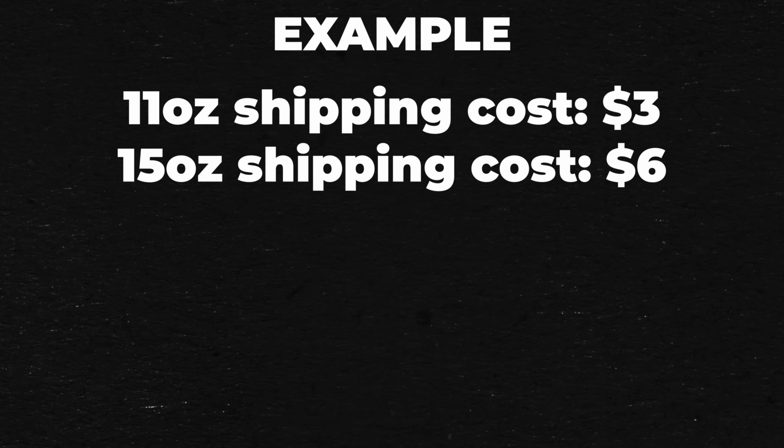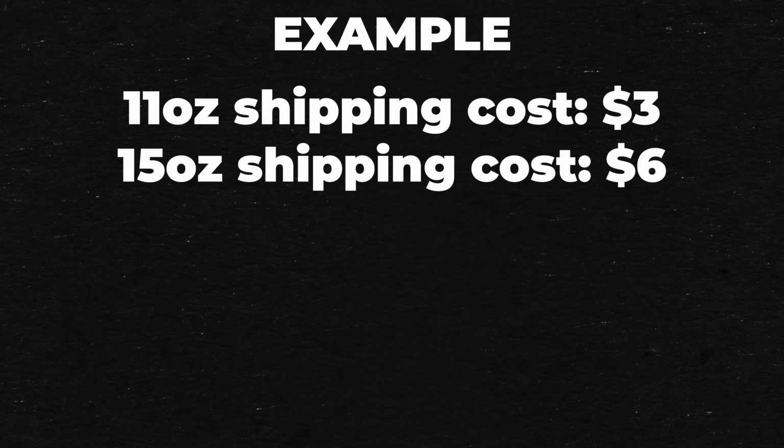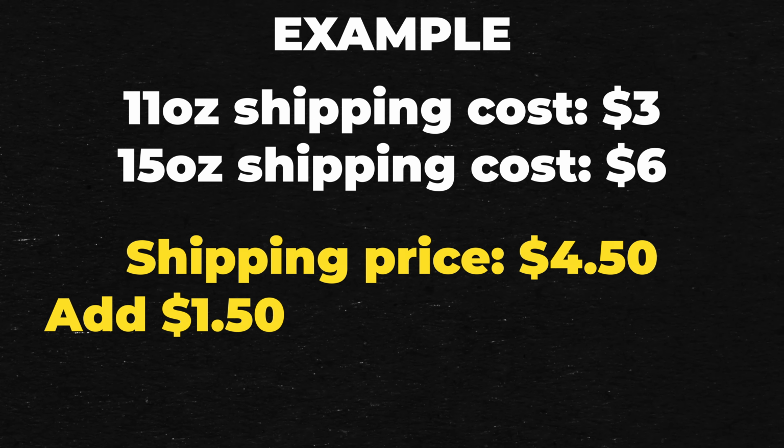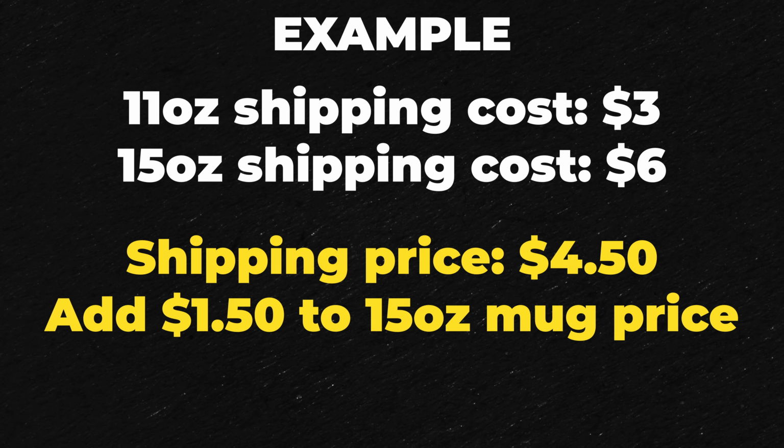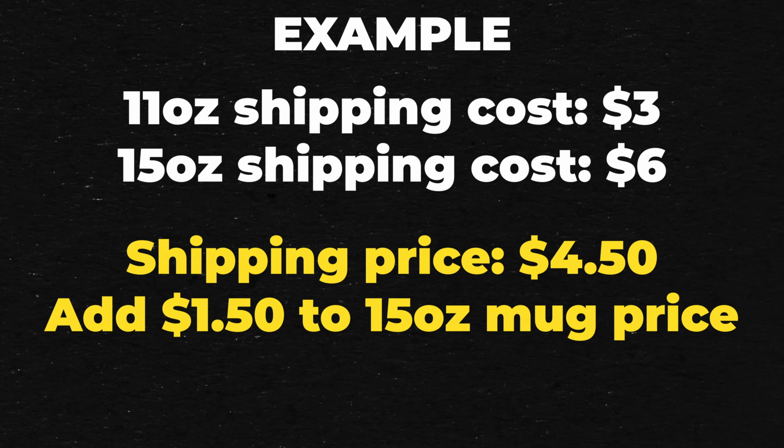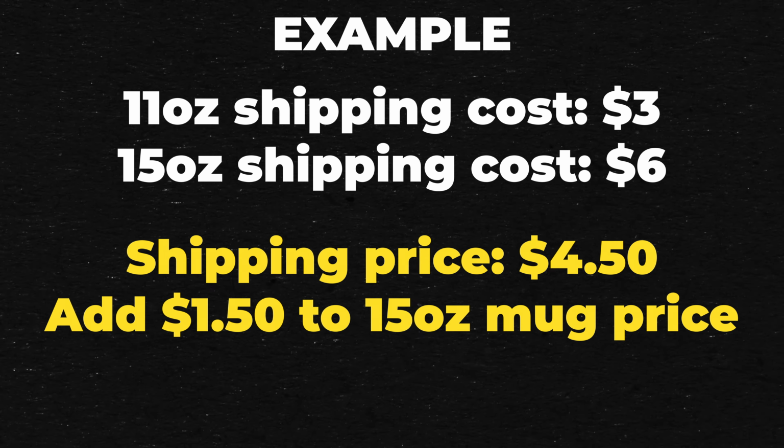So just for a quick example, if the 11-ounce mug costs you $3 to ship and the 15-ounce mug costs you $6 to ship, you could charge, say, $4.50 for shipping and then just add $1.50 to the price of your 15-ounce mug to make up that difference in the shipping cost.